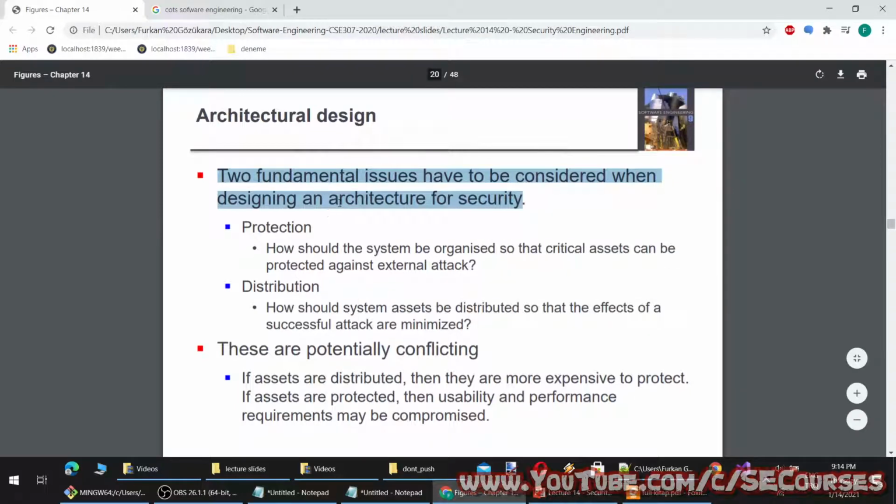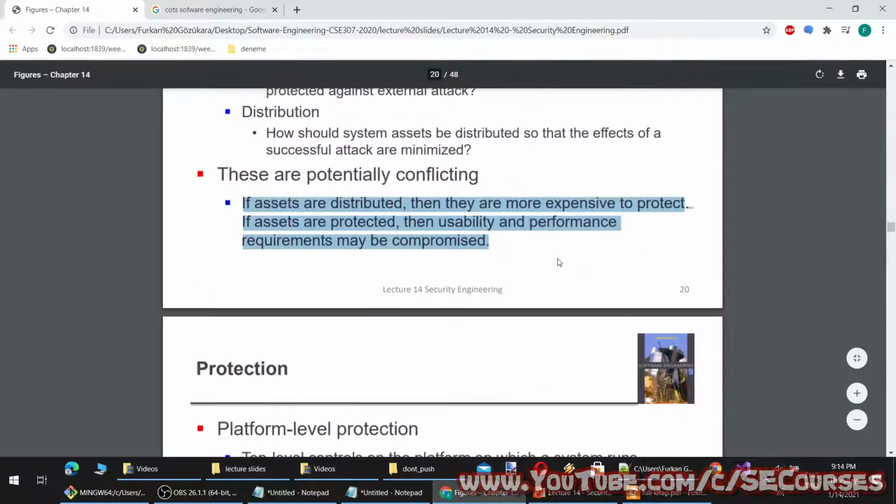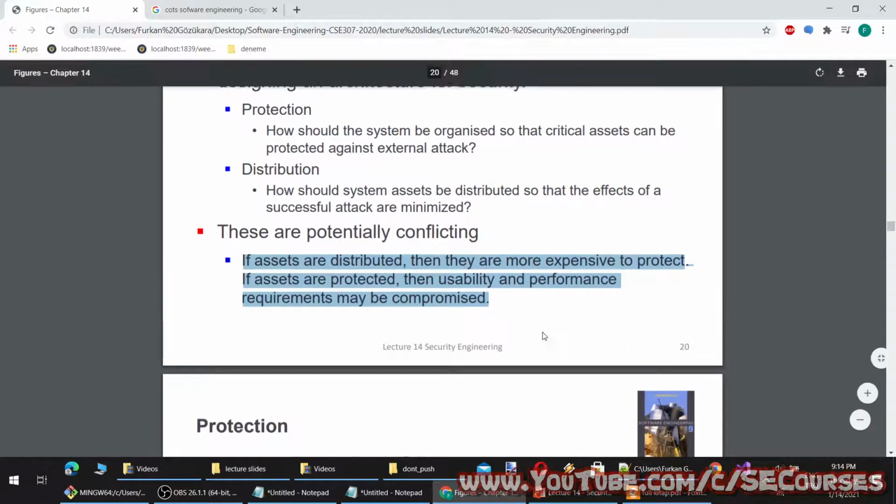Two fundamental issues have to be considered when designing an architecture for security. First is protection: how should the system be organized so that critical assets can be protected against external attack? The other issue is distribution of the system: how should system assets be distributed so that the effects of a successful attack are minimized? These are potentially conflicting. Why? If assets are distributed, then they are more expensive to protect. If assets are protected, then usability and performance requirements may be compromised.